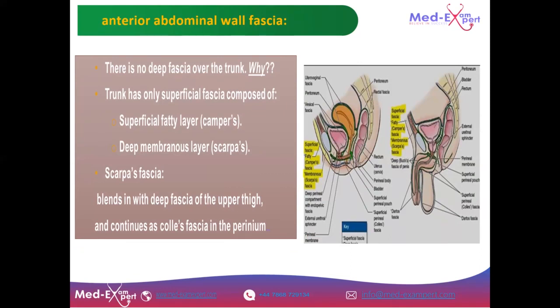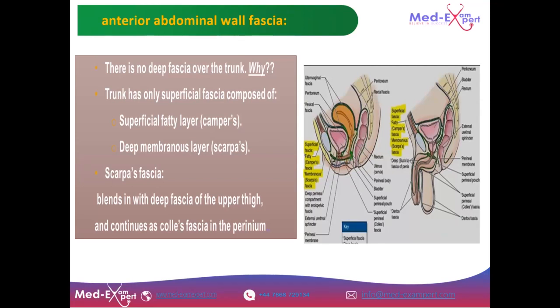Good evening, Miss. To allow distension of the abdominal organs. Excellent, doctor. Yes, because of the possibility of distension of the abdomen, either in pregnancy or in obesity. So we need this space to allow flexibility and movement, and that's why there is no deep fascia investing the abdomen. It's only superficial fascia after the skin.